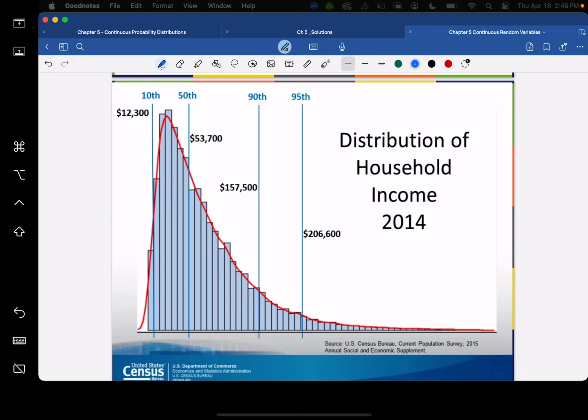Here is another random variable. The variable in question is household income for 2014 in the United States. Now, we don't have any numbers provided along the horizontal axis, but if we could see them, they would be representing household incomes from very low income over here to very high income over here.